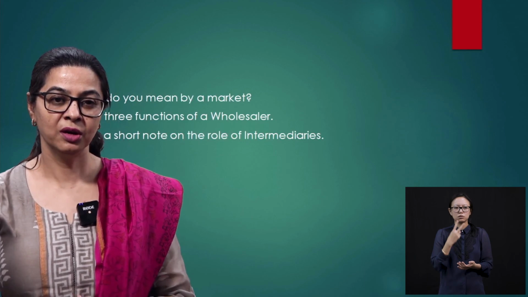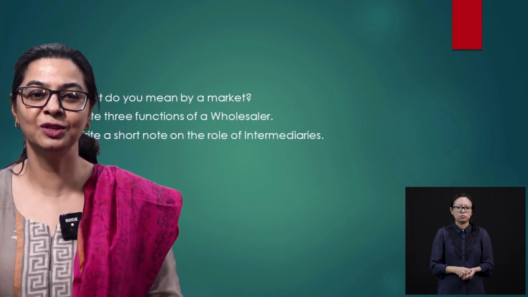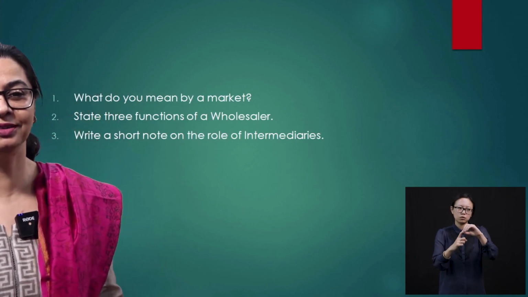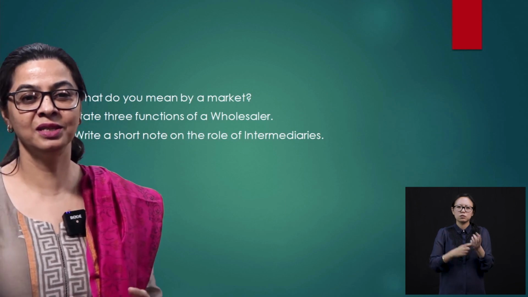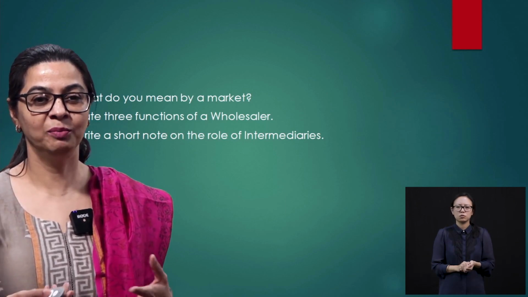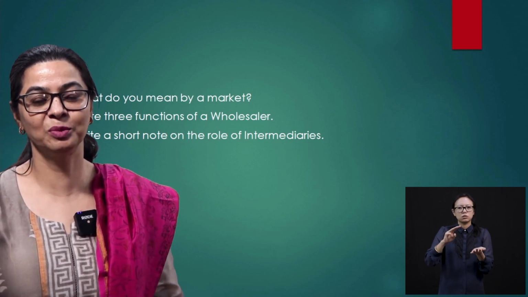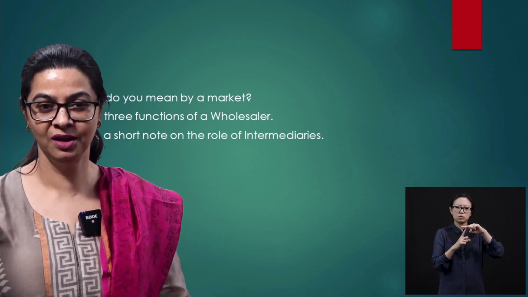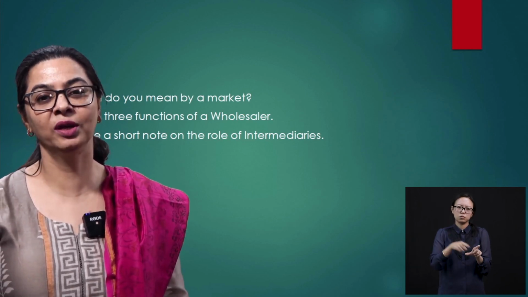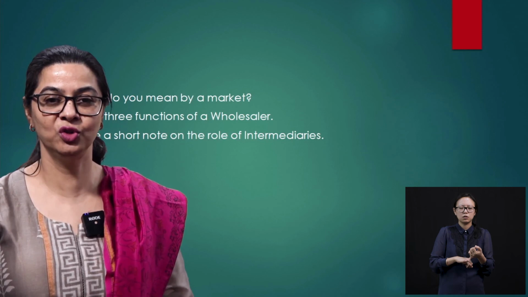All right, so now comes your comprehension questions. What do you mean by a market? Market basically is a place where you have buyers and you have producers. Buyers can also be your consumers, where you can sell and you can buy goods of your choice.